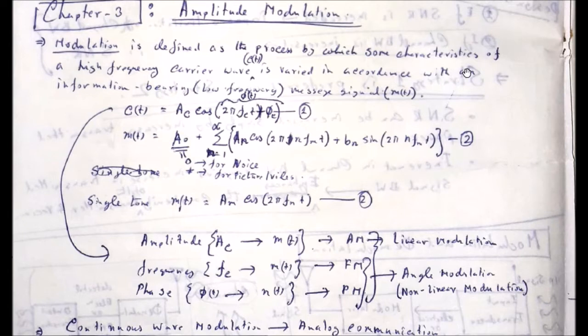Now look at the definition. It says some characteristics of the high frequency carrier wave. Let me recapitulate that carrier wave means the sinusoidal waveform which has higher frequency as compared to the highest frequency of the message wave. So c(t) is defined as the carrier signal or carrier wave, which is sinusoidal in nature. Its frequency fc should be much higher than the frequency of the message signal, defined by fm.